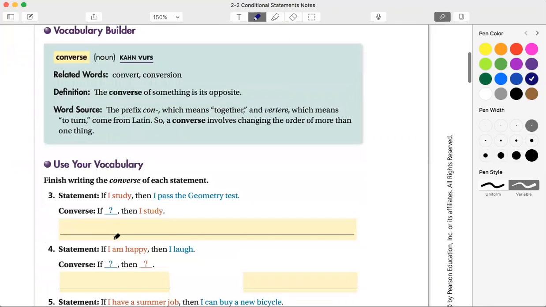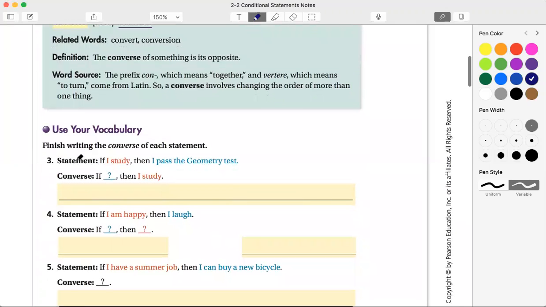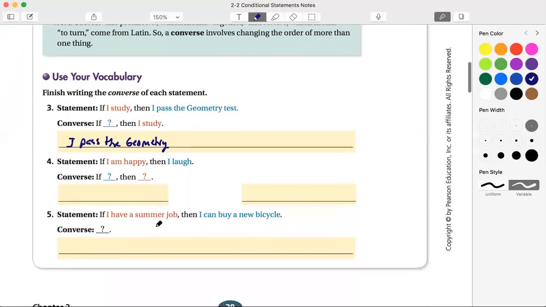All right, so let's practice this in a math kind of context. So we're going to finish writing the converse of each statement. So if the statement says, if I study, then I pass a geometry test, the converse is basically the opposite. If I pass a geometry test, then I study. So that's what we will put in the question mark here. So if I pass the geometry test, then I study.